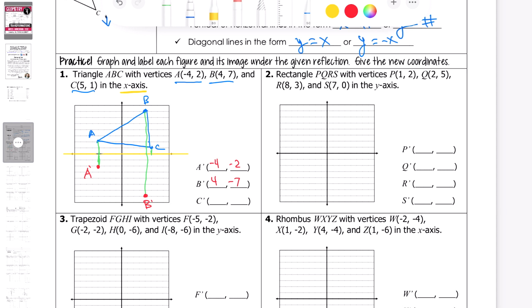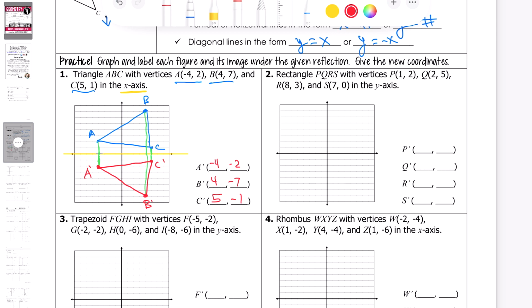And the very last one here, C, is only 1 away from the line, so it's only going to be 1 away on the other side. So I have C prime right here, and that's going to be right 5, down 1. I'm going to rewrite that. Right 5, down 1. And then I can go ahead and connect these so that you can see it is in fact the exact same triangle. We just reflected it over that line.